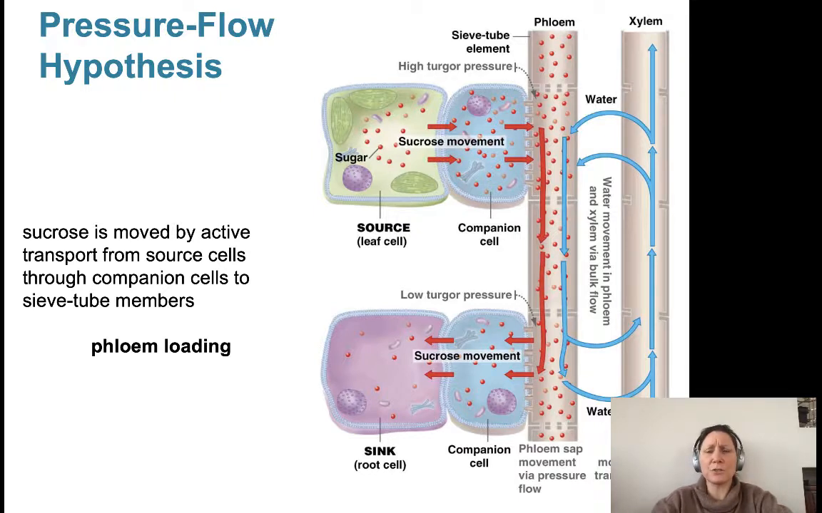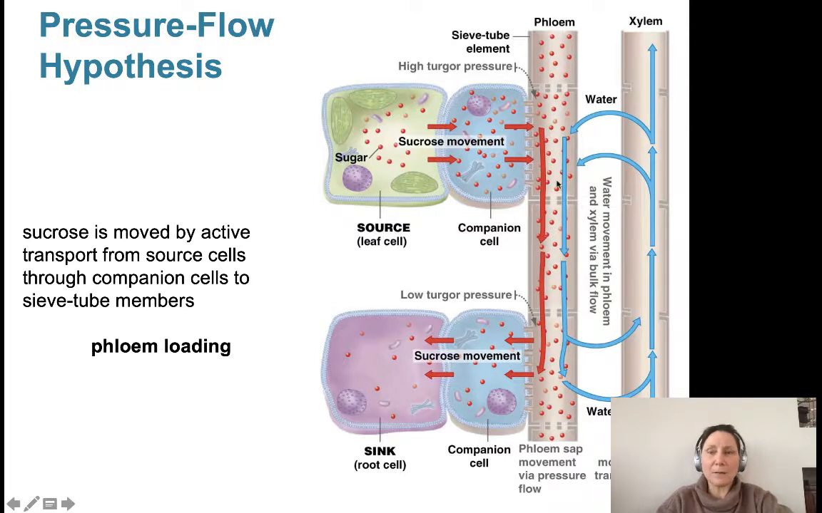So how does it work? Okay, so those are the tissues, but then how does it work with the transport of phloem? Sucrose is moved by active transport from source cells through the companion cells to the sieve tube members. This is known as phloem loading. In this diagram, here's your source cell where you have active photosynthesis going on and then the production of sucrose.